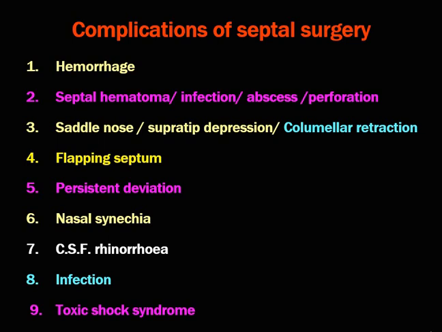Persistent deviation is a complication of septoplasty surgery. Nasal synechia might occur in both cases when there is extreme trauma to the lateral wall of the nose, including the turbinates. CSF rhinorrhea can occur when you perform septal surgery and pull the upper part of the septum, damaging the cribriform plate of the ethmoid, or sometimes when you perform concha bullosa surgery.